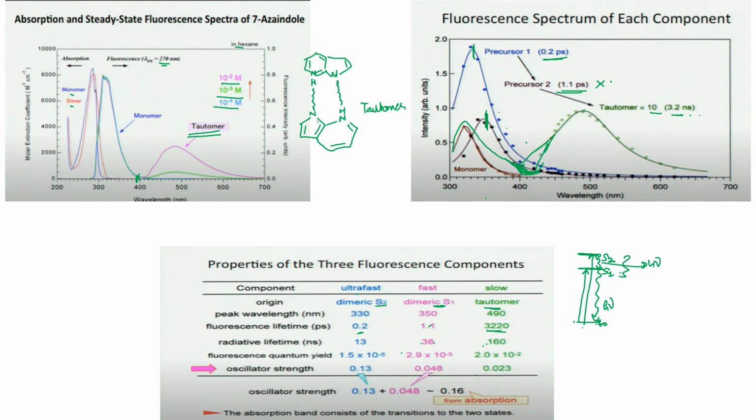For each one, the fluorescence quantum yield is of the order 1.5 into 10 to the power minus 5 and 2.9 into 10 to the power minus 5. The slowest one is 2.0 into 10 to the power minus 2. So this is the quantum yield that is the highest amongst the three. And what is this oscillator strength? This oscillator strength also denotes the absorbance or the epsilon, and when you sum up these two values, you will get the epsilon value to be 0.16, which is what you have observed from the absorption spectra.